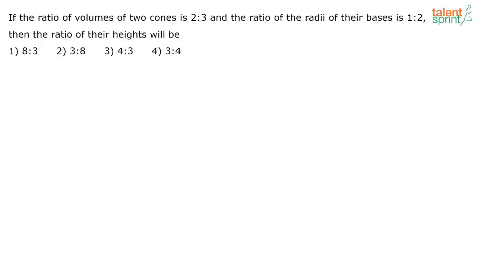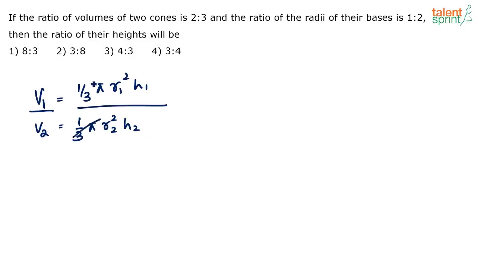See, you have two cones. What is the volume of a cone? The volume of a cone is 1/3 pi r squared h. So I have two cones, right? Volume of the first cone is 1/3 pi into r1 squared into h1. Similarly, volume of the second cone, that is nothing but 1/3 pi r2 squared into h2. Now what are they saying? The volumes are in the ratio 2:3 and the radii is in the ratio 1:2.